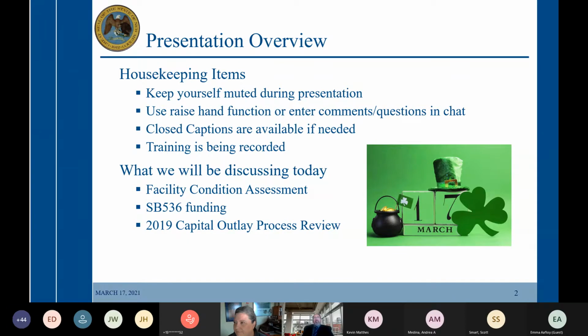We do have closed captions running on this particular training today. The closed captioning can be found on the 3 dots, which is the More Actions icon on your screen. You can turn on live captions in that area, and that will give you the opportunity to see the captioning.